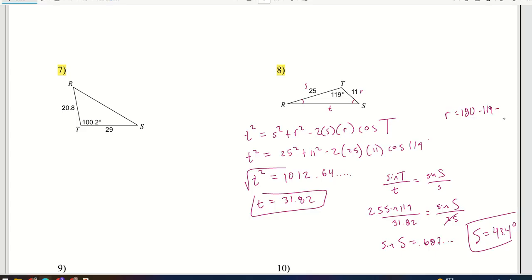So now we just have r missing, so we'll just do r is equal to 180 minus 119 minus the s that we just found, 43.4, and we get r is equal to 17.6 degrees. And now we have all three angles, 119, 17.6, 43.4, and all three sides, 25, 11, and 31.82. You would do the same thing for number 7, law of sines and cosines.